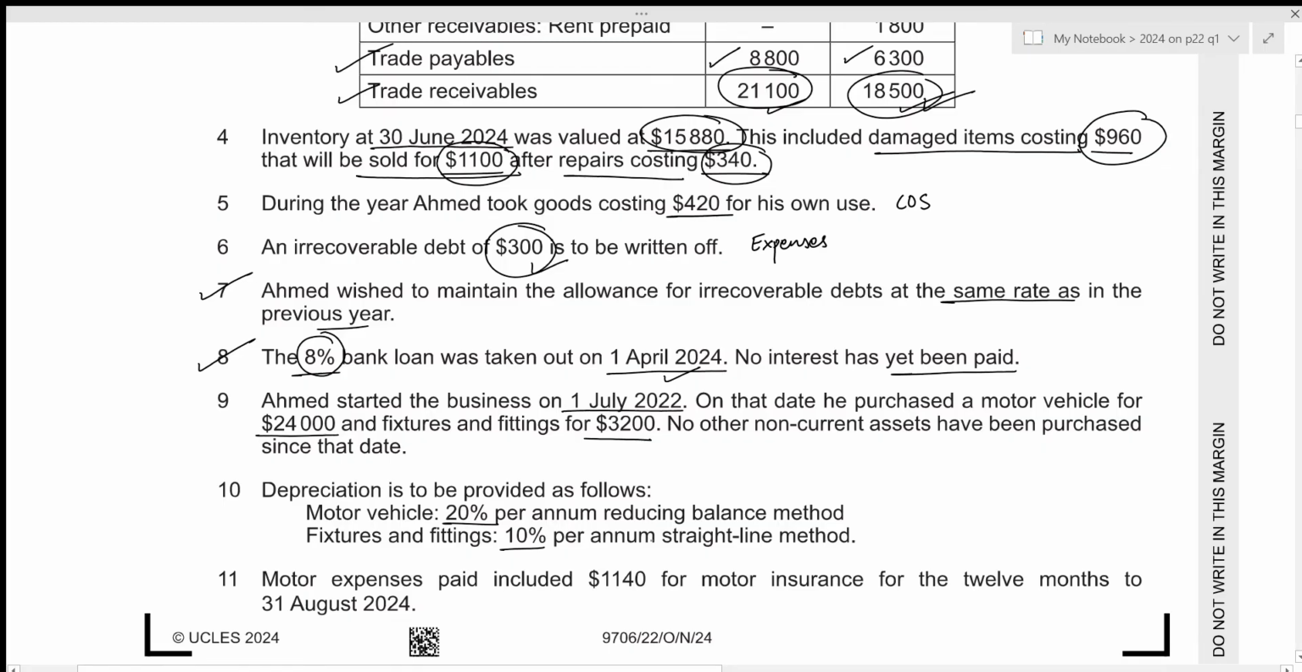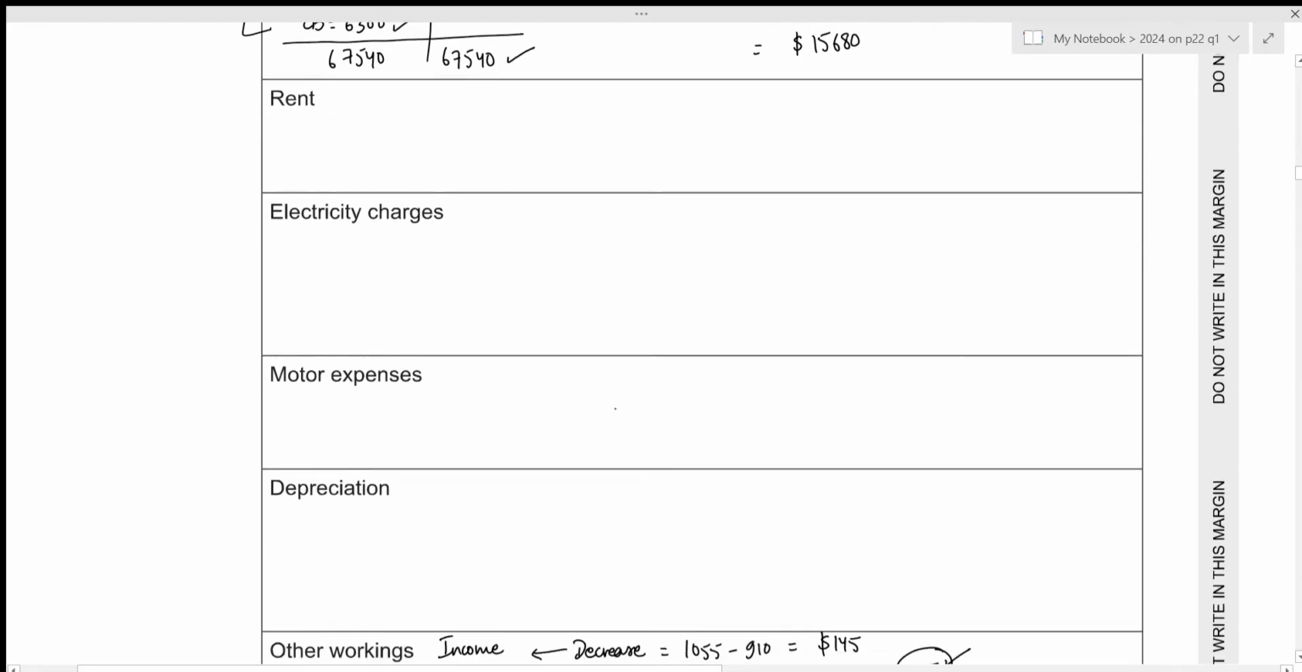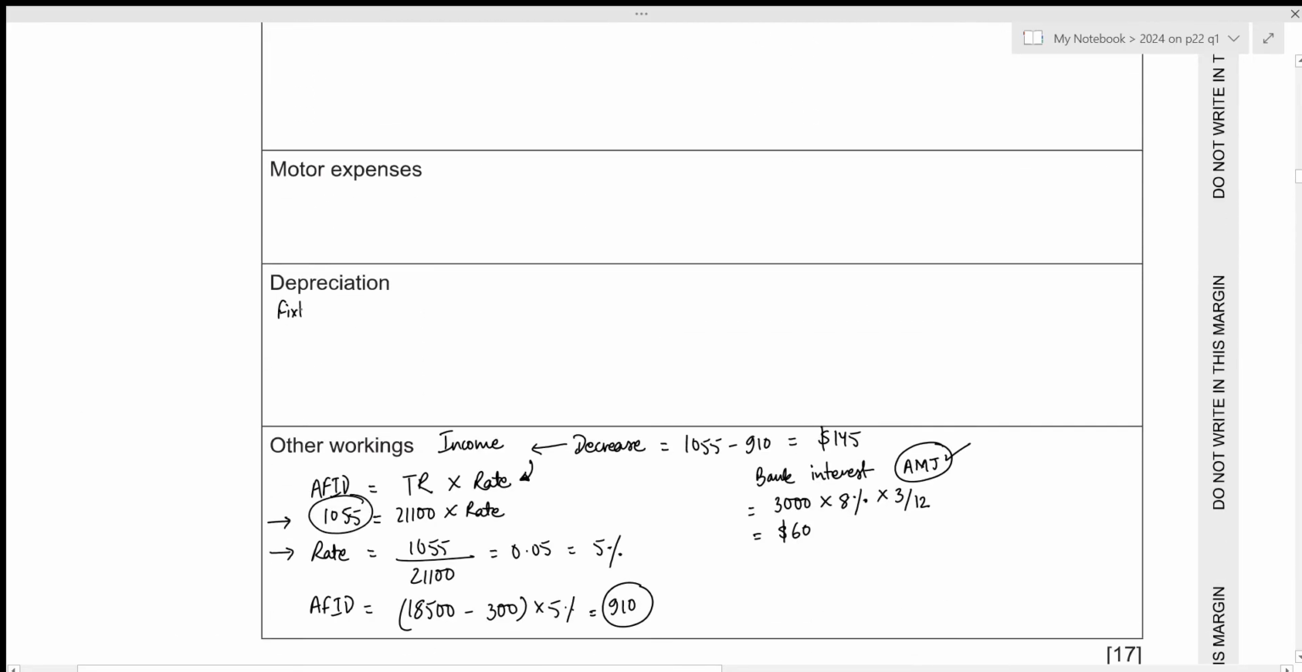So straight line method is quite simple. We can just multiply this rate of 10% to the cost of fixtures and fittings, which is 3,200. Let's calculate it. So this one is for fixtures and fittings. The cost was 3,200. The rate is 10%. This gives the amount of 320.